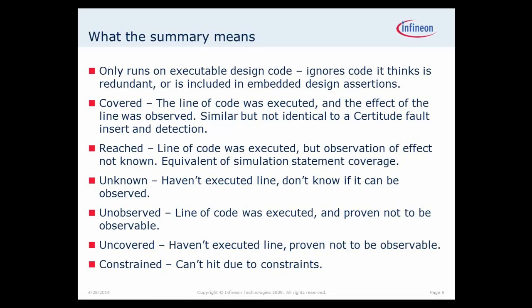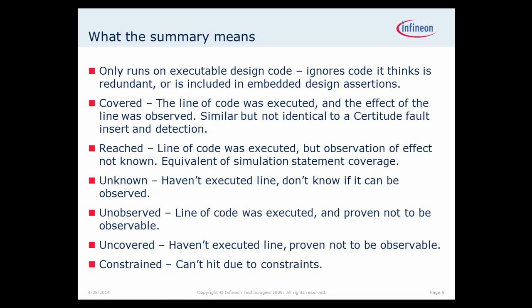So covered was the first line in that table, and that means the line of code was actually physically executed somewhere in a property, so it featured within the kernel object going in, and the effect of that line was observed. So therefore, if there was a fault somewhere on that line of code, you should have seen the effect. Basically, one of your properties would have caught it and generated a fail.